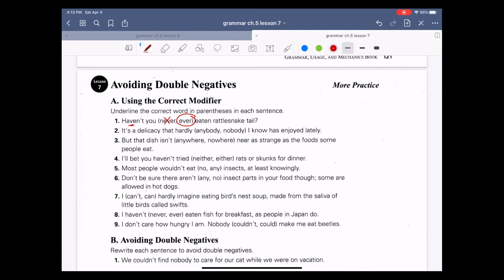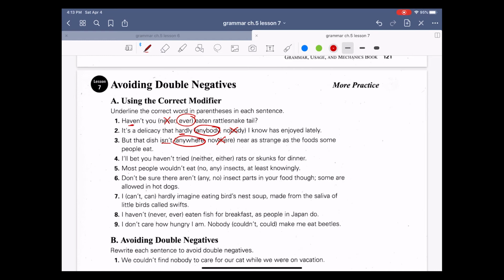Number 2, it's a delicacy that hardly anybody I know has enjoyed lately. Hardly is your negative word, so you can't use nobody, you have to use anybody. Number 3, but that dish isn't anywhere, but that dish isn't nowhere. Isn't is your negative word, so you cannot use nowhere, you have to use anywhere. But that dish isn't anywhere near as strange as the food some people eat.